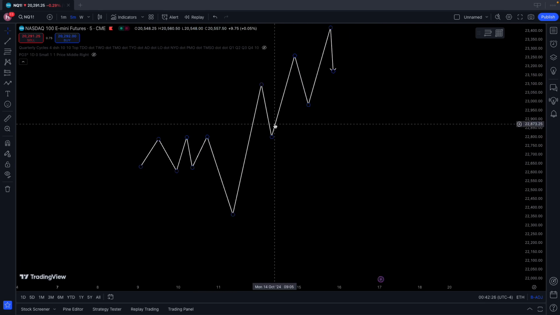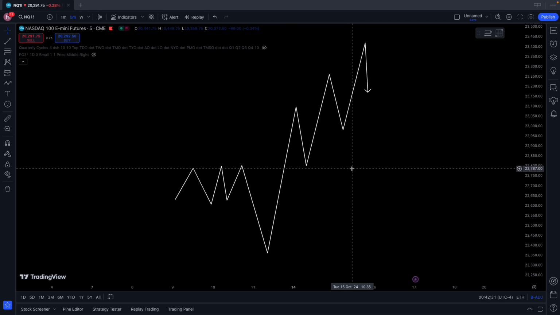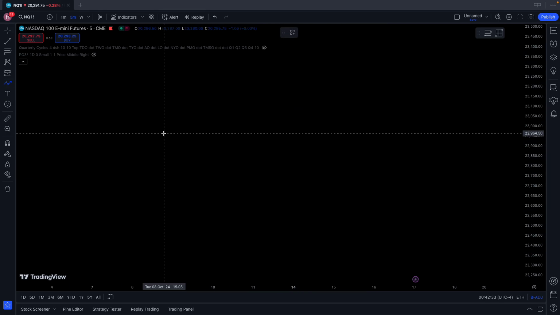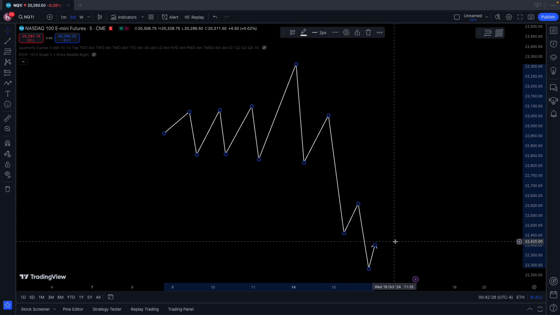This is pretty much what a bullish candle would look like. It's not going to look like this every time. It's not this perfect, but there's going to be some form of accumulation, some form of manipulation, and some form of distribution.